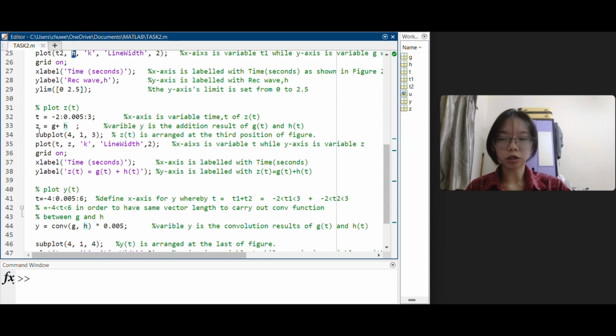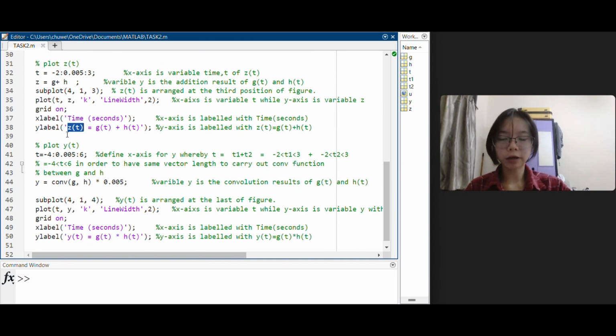Z is equal to g plus h. So first define the time variable for z, negative 2 to 3 with a time step of 0.005. So z is equal to g plus h over here. It is the addition operation, and we place zt at the third position of the figure, and we can plot it. The y variable will be z, and the y label will be zt equal to g plus h.